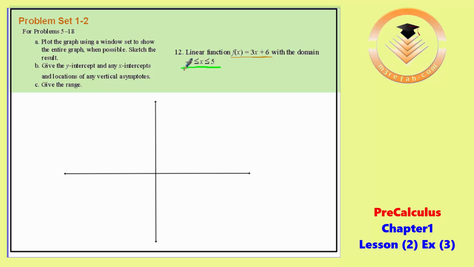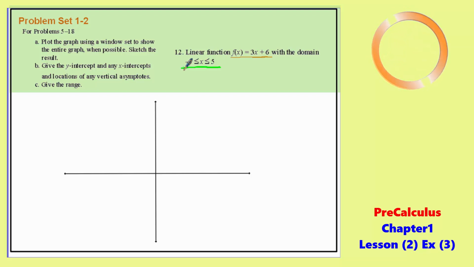For letter A, plot the graph using a window set to show the entire graph. When possible, sketch the result. Letter B, give the y-intercept and any x-intercepts and location of any vertical asymptotes. And for letter C, give the range.